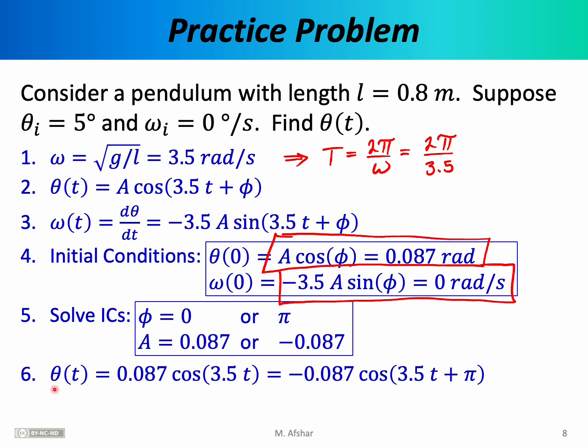You can now write down a precise expression for theta as a function of t. You could say theta of t is equal to 0.087 times cosine of 3.5t, or you can write it as minus 0.087 times cosine of 3.5t plus pi. There are other ways you could write this. You could add 2 pi radians to either one of these expressions and you would still get the correct answer. You could even write the cosine functions in terms of sine functions, so long as you add pi over 2 to the argument. However, by convention, at least at this point in the semester, we'll almost always prefer the cosine solution.